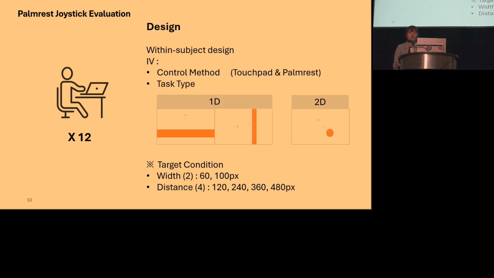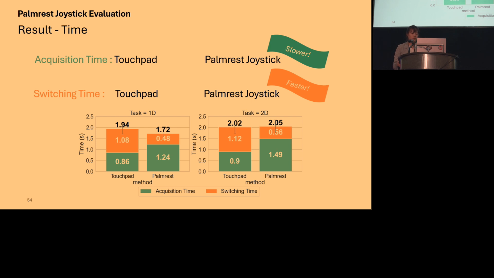For the evaluation, we recruited 12 participants, and the experiments utilized a within subject design with 2 independent variables, including the control method and the task types. And for the target condition, we used 2 width and 4 distance conditions. As a result, Palmrest joystick was slower than the touchpad for the target acquisition, but offers shorter switching time from and to the home typing position.